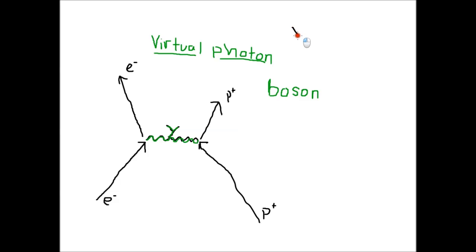we can have a diagram where there's an electron and a positron colliding like this. Let me just go back to my green. And then they are able to split off. So they're colliding and they're both turning themselves into a virtual photon. And then they split off. That can also happen. Yeah. So virtual particles aren't really there.